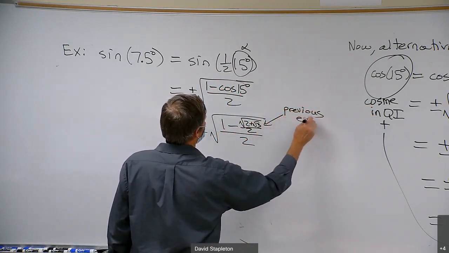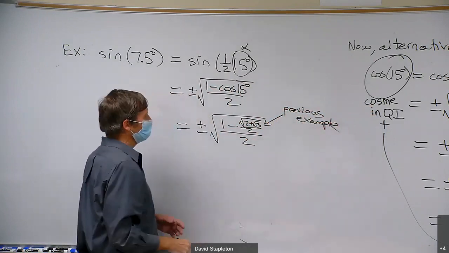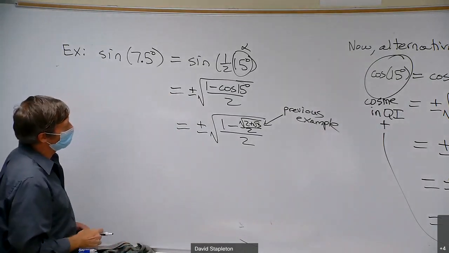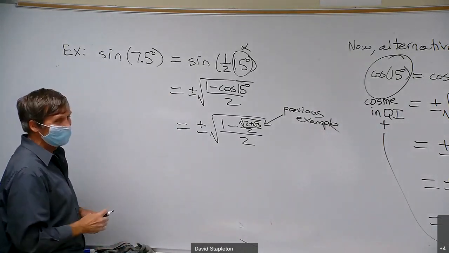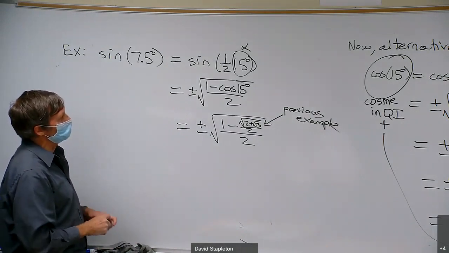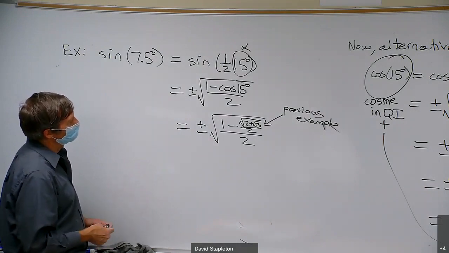So the point is, once I can do half of one angle, I can do half of that, and half of that, and half of that. Half of any angle I want. Like if I want to do sine of 22.5 degrees, I can do that now because it's half of 45 degrees. So not only can I do any multiple of 15 degrees, I can do a whole lot of angles. Anything that is half of a special angle, or half of that, or half of that, I can now do.